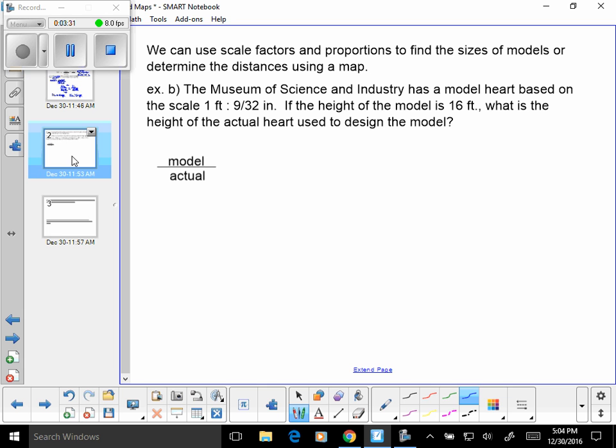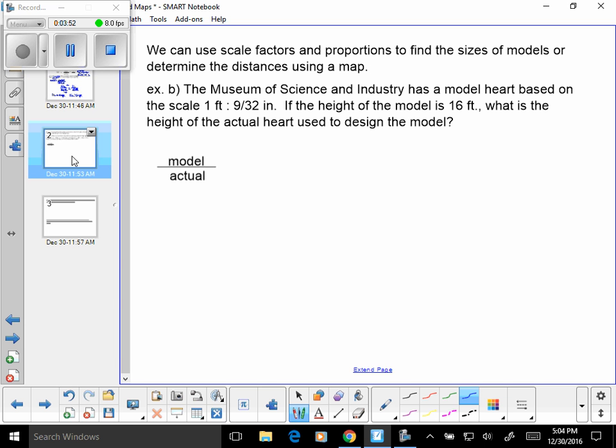We're going to go through example B here. There's a Museum of Science and Industry down in Chicago. I don't know if you've ever been there, you've ever heard of it. It's an amazing, amazing place. They have a model heart that is based on the scale: 1 foot of the model is 9/32 of an inch of a real heart.